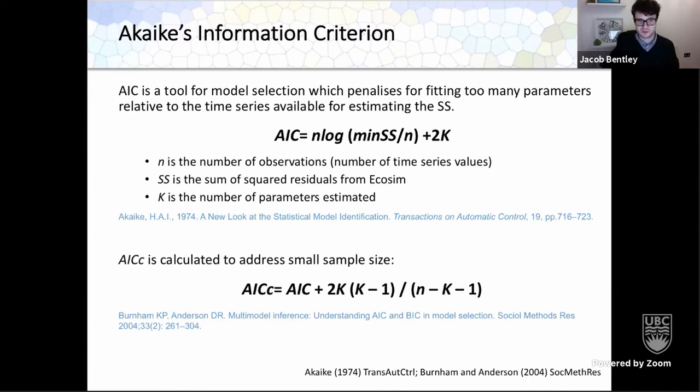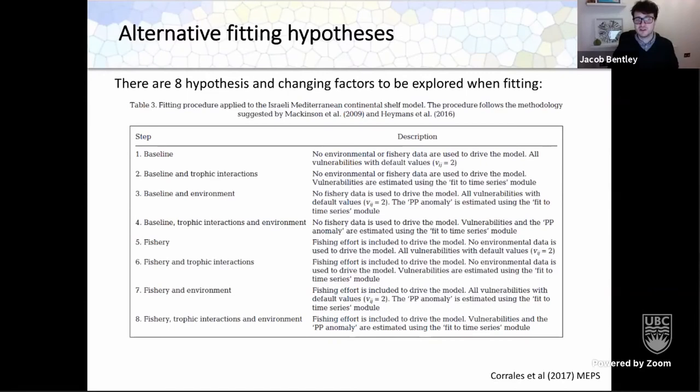So these are the eight different types of hypotheses you can test when you're fitting your model. You can test the baseline, which includes no environmental or fisheries data or vulnerabilities. It's just the base model. It tends to not do too much. And then you can do the baseline and trophic interactions, where you have no fishing, but you estimate vulnerabilities.